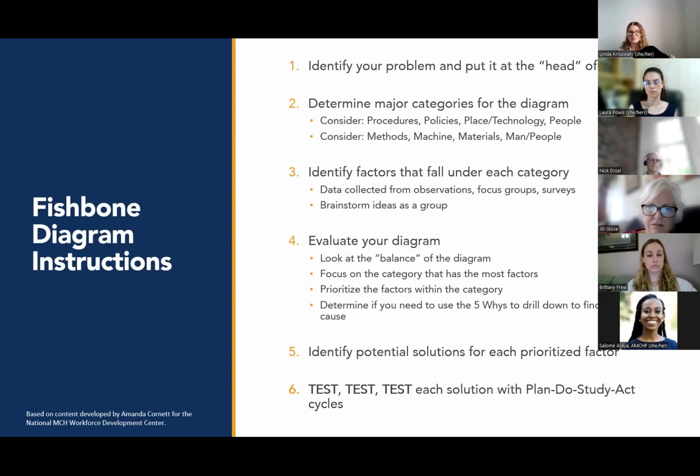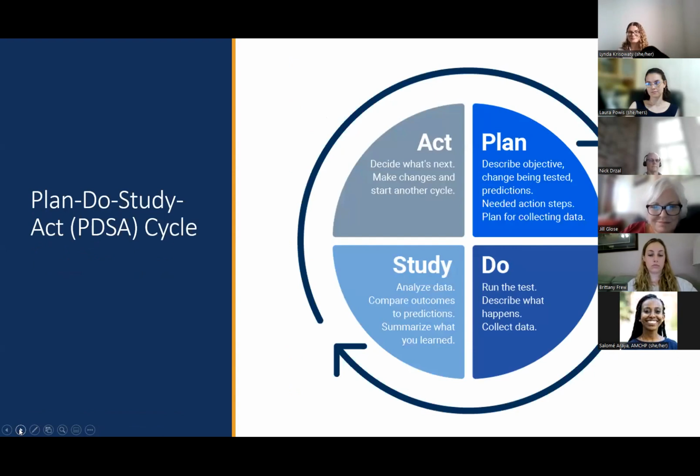And so from there, we can then feed this into the 5 Whys that Laura's going to talk about next, to help us continue to drill down to identify that root cause. And then after that, we would identify potential solutions for addressing each prioritized factor. And then we can test using our PDSA cycles, which I'll talk about on the next slide.